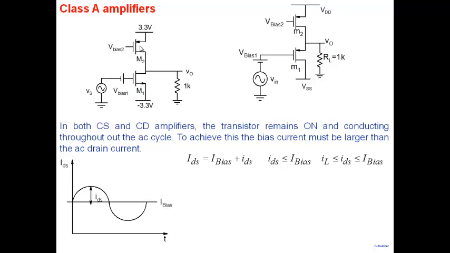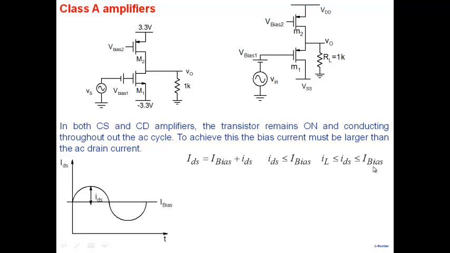Load current will be less than the transistor current, because note, what is the source of current? The source of current is transistor M1. If I draw a small signal circuit, the source of current is gm VGS, and this current divides between the load and the output resistance. So my load current will be less than IDS of the transistor, which is less than my I bias current.